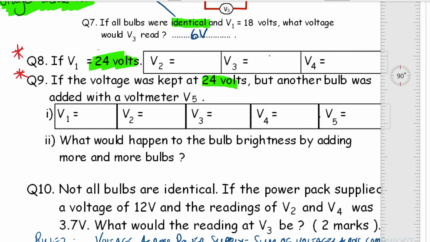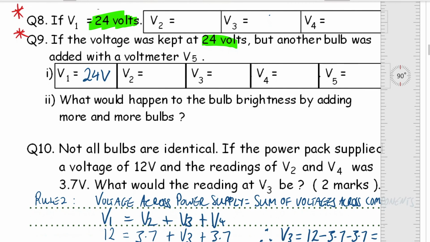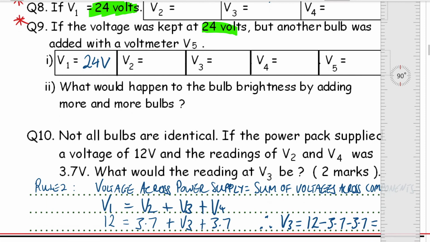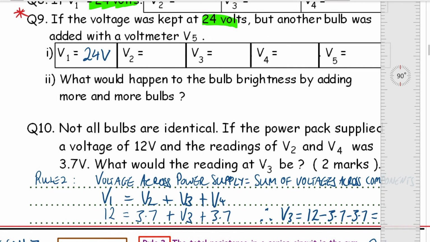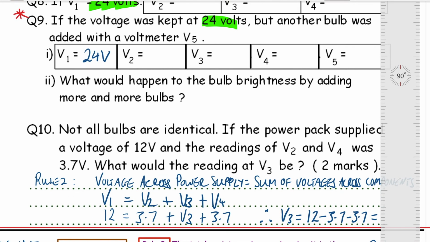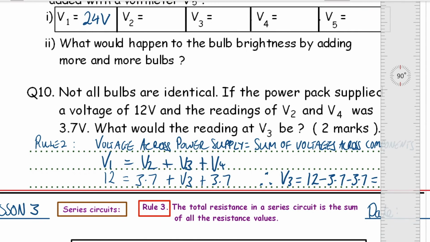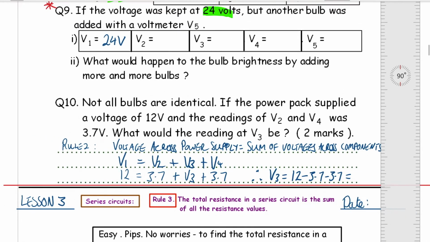Well, I'll make a start for you, 24 volts, because that's the supply voltage, and then you'd have to split that 24 volts, not 3 ways, but 4 ways. What would happen to the bulb brightness by adding more and more bulbs? Look back at the simulation, you should be able to answer that.